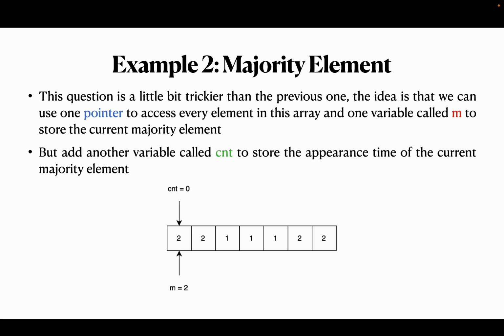This question is a little bit trickier than the previous one. The idea is that we can use one pointer to access every element in this array and one variable called m to store the current majority element. But we need to add another variable called count to store the appearance time of the current majority element, as we can see in the following picture.